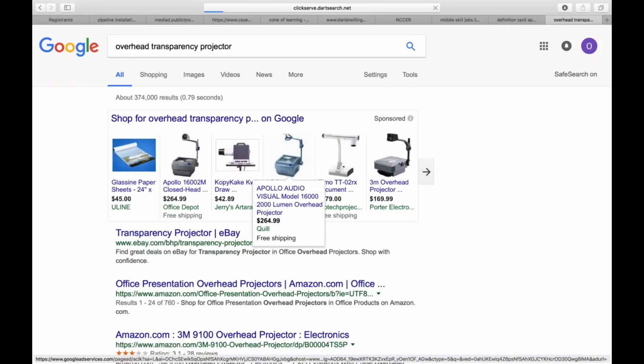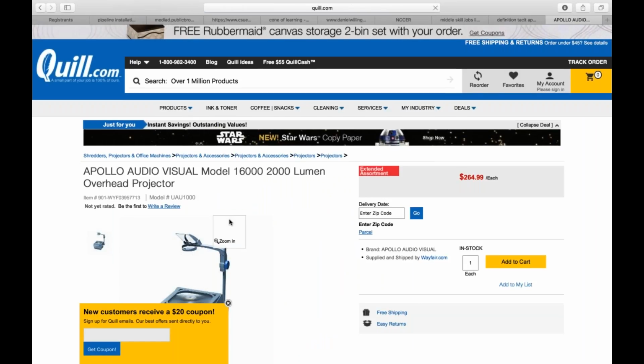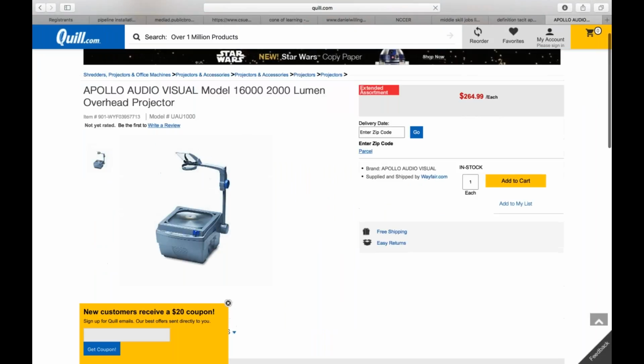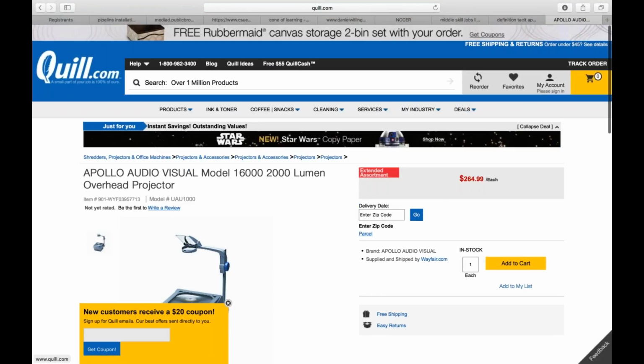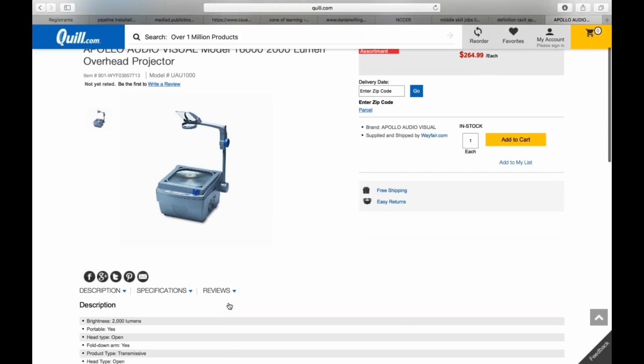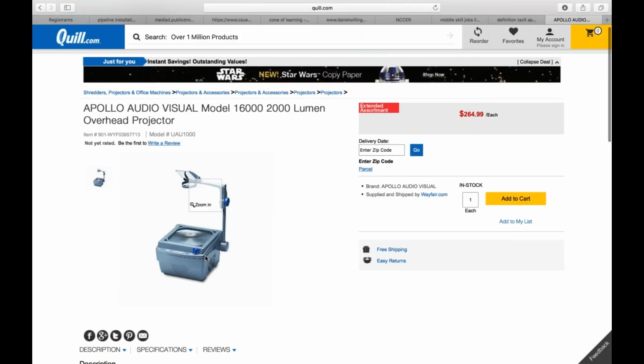So overhead projector, we're so used to seeing something like this, right, folks? Overhead transparencies like this, like clear sheets and stuff. This used to be the old days. Okay, there you go. Something like that, right? Okay, let me show you what the newer ones look like now.